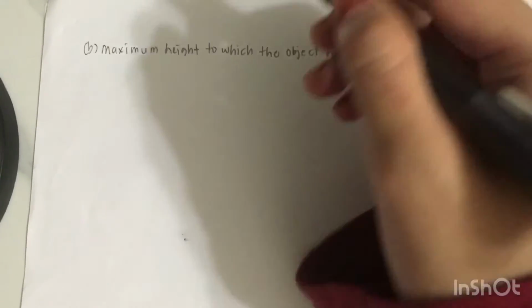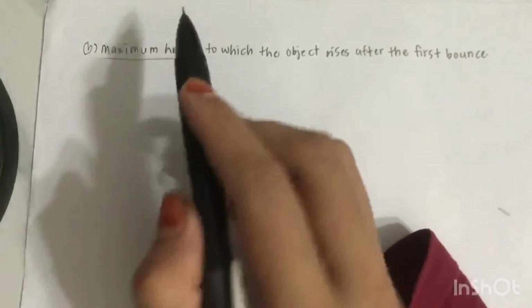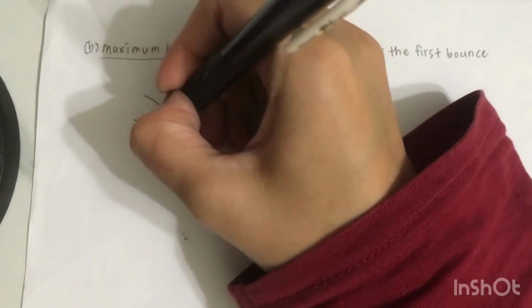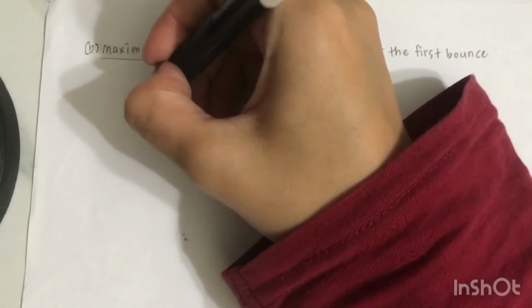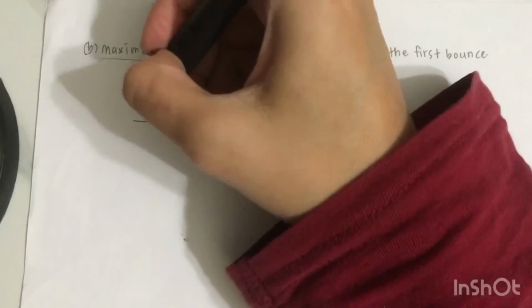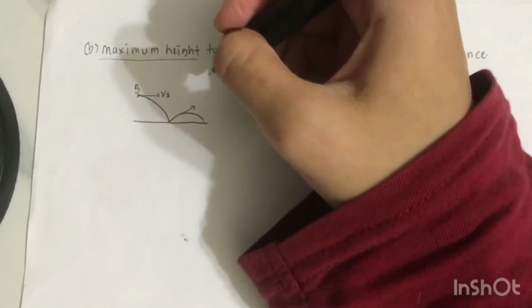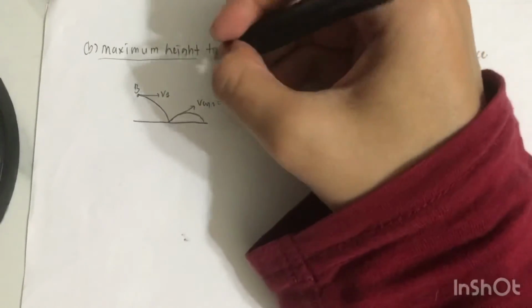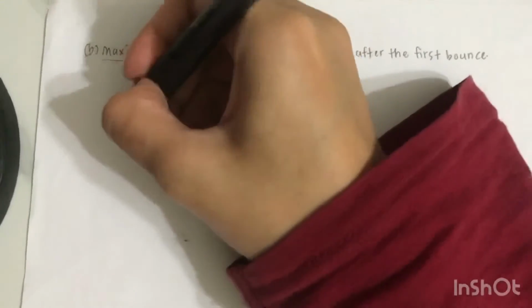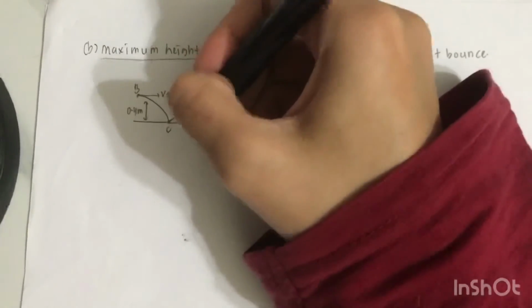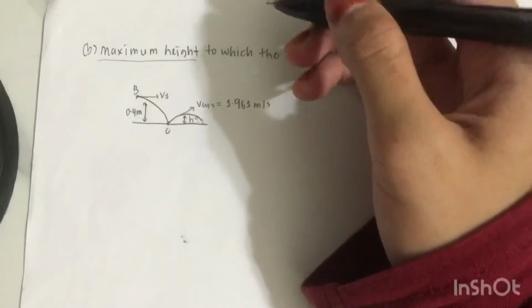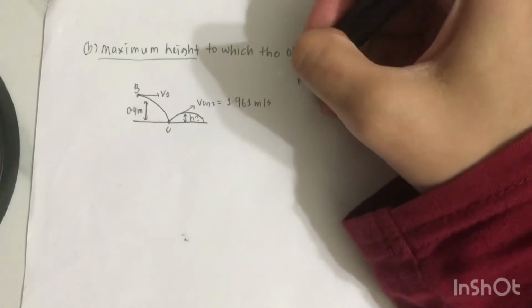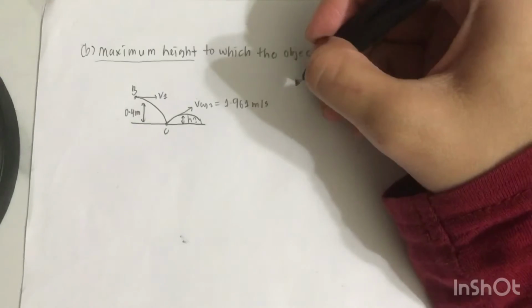Okay, next we want to know the maximum height to which the object rises, which is the value of h. We already know the velocity of the object just after it rebounds, which is v2, 1.961 meter per second. This is 0.4, and we want to know the value of h. First we can apply the conservation of momentum.